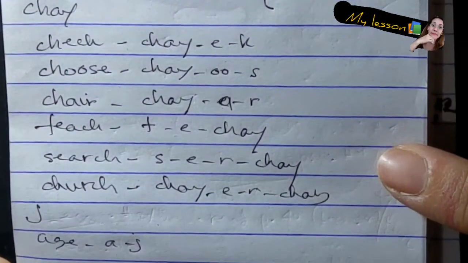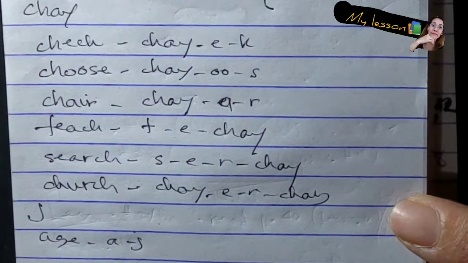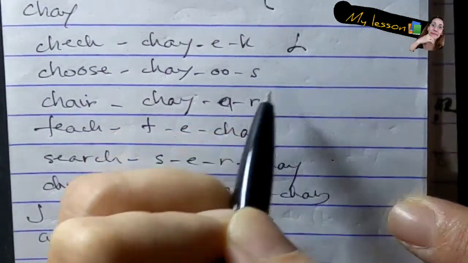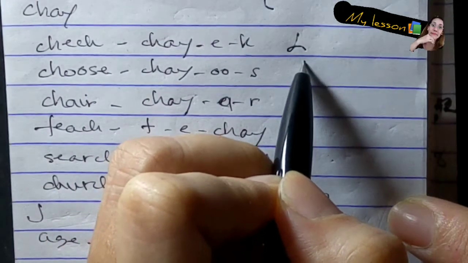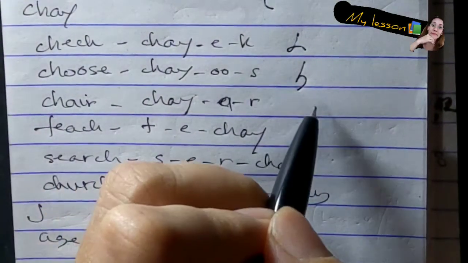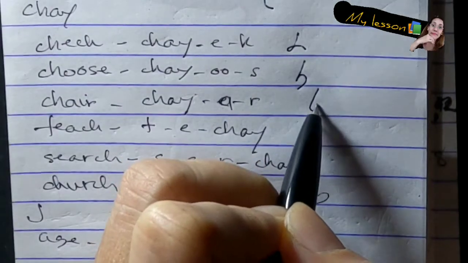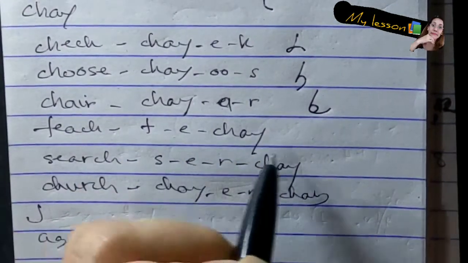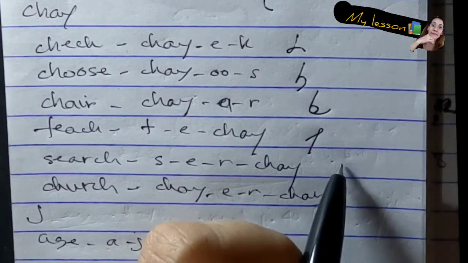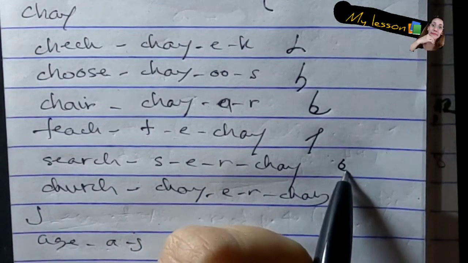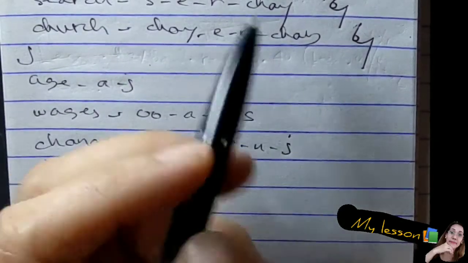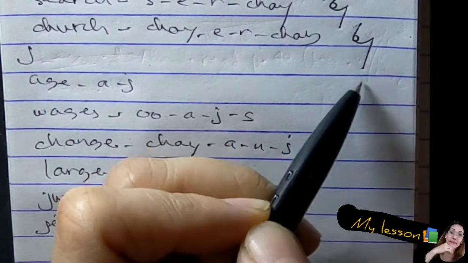Okay, next. Sound of ch. Check. Ch, e, k. Choose, j, o, s. Chair, j, a, r. Teach, t, e, j. Search, s, e, r, j. Okay, church, j, e, r, j.